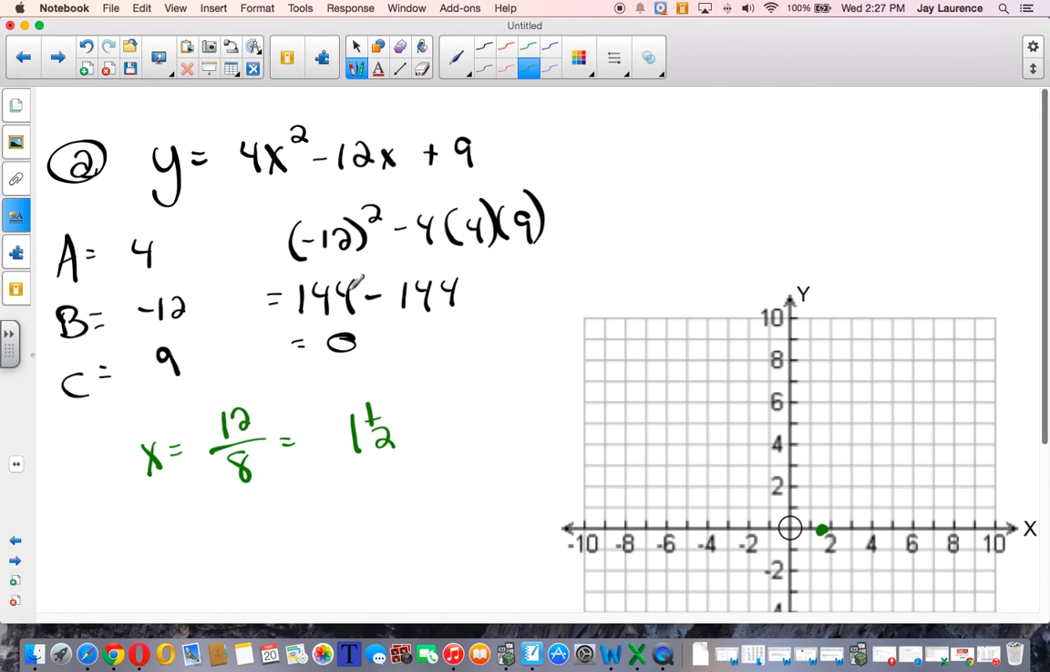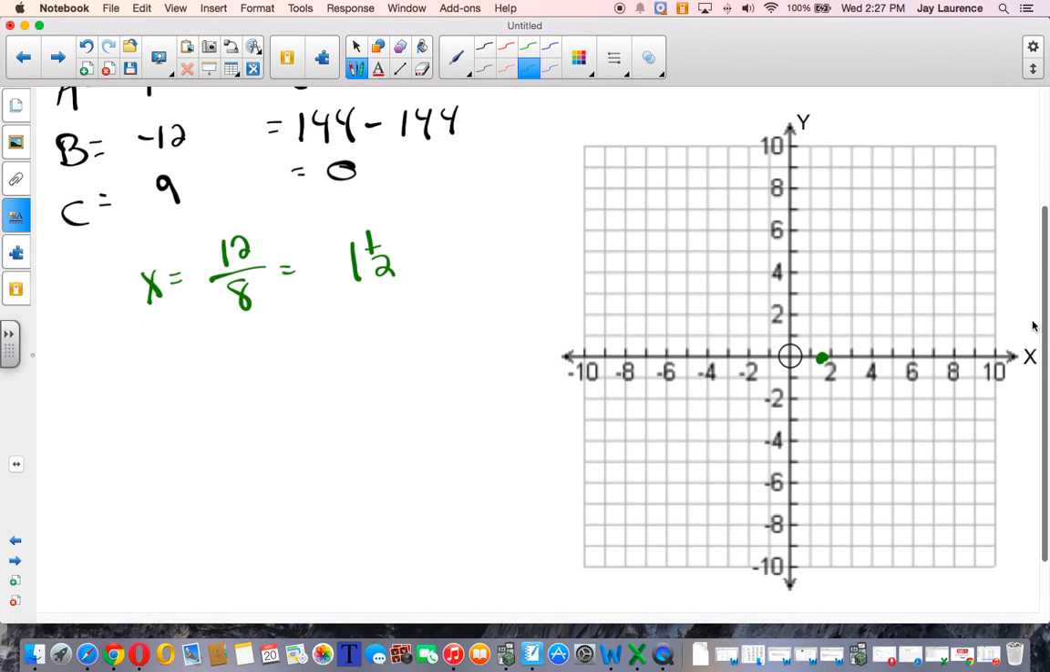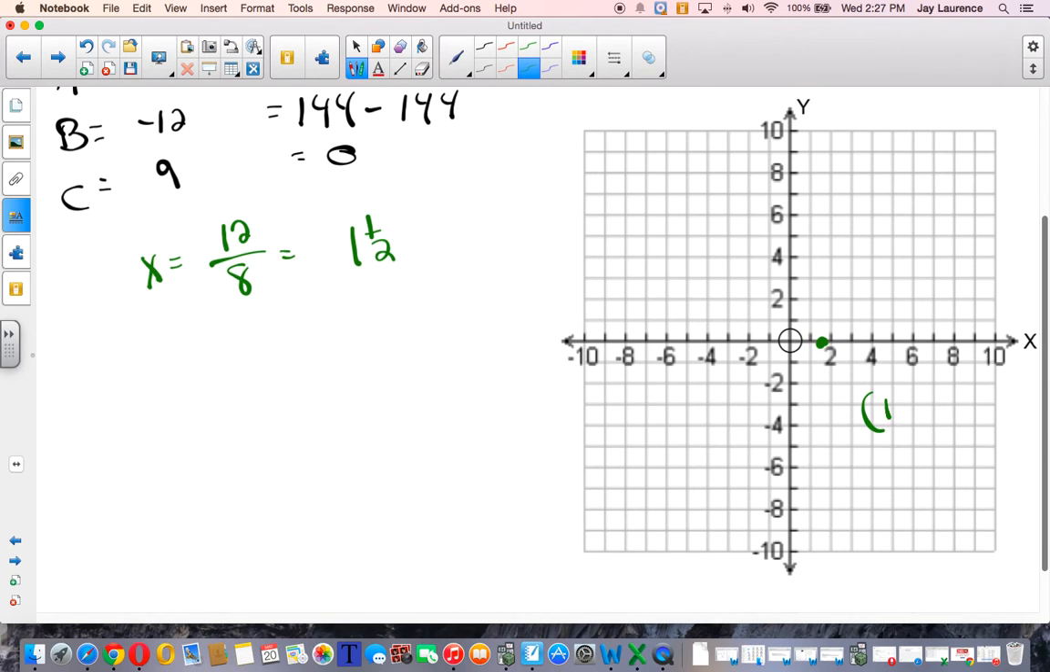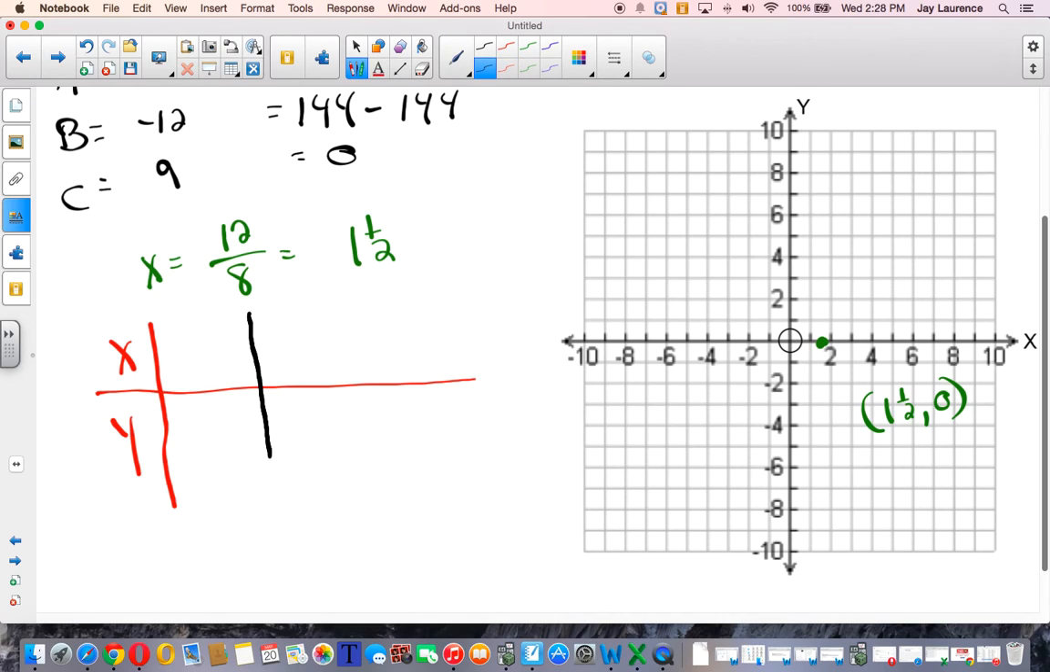Okay, so 1.5, 0 is the vertex. Now it's opening upward because a is positive, right? But I need two other points. I know 1.5, 0 is my vertex. It's also the x-intercept. So now I'm going to go to input-output table. I will use an input-output table if the discriminant is not a positive number. And I'm going to put 3 values in. We get 1.5, and I know 0 comes out. So I need 2 smart choices for other x values.